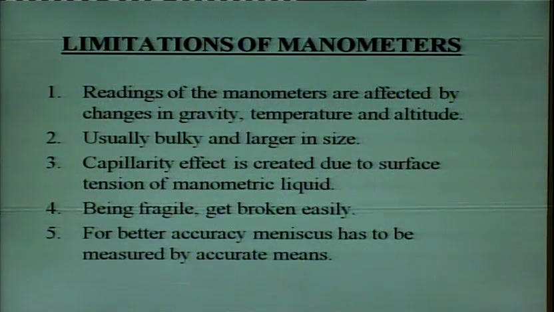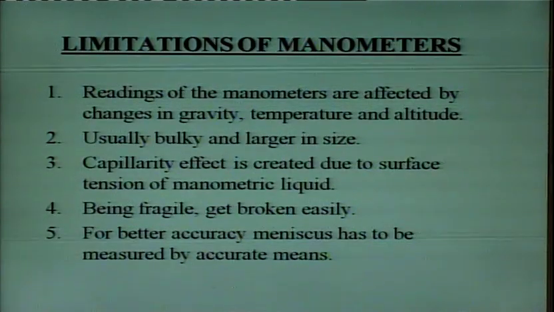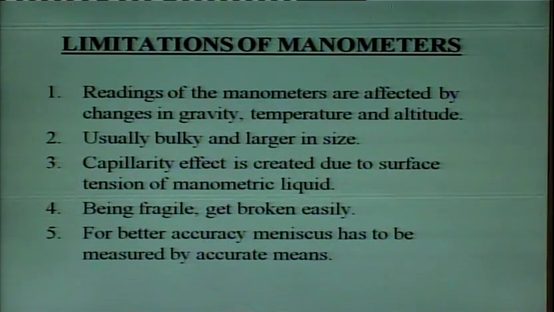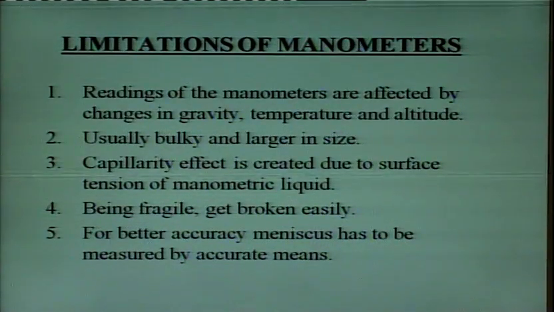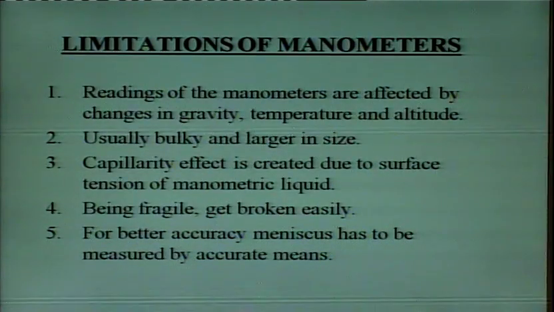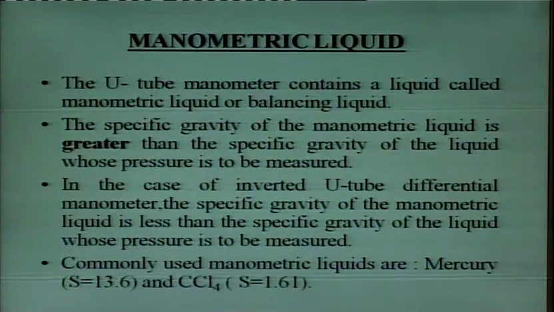It is fragile and gets broken easily because it is made of glass tubes. For better accuracy, the meniscus has to be measured by accurate means. For mercury, we say upper meniscus, and for other liquids we say lower meniscus.